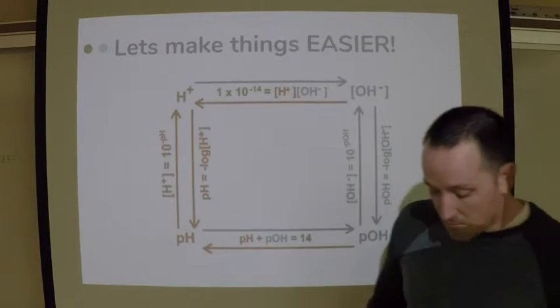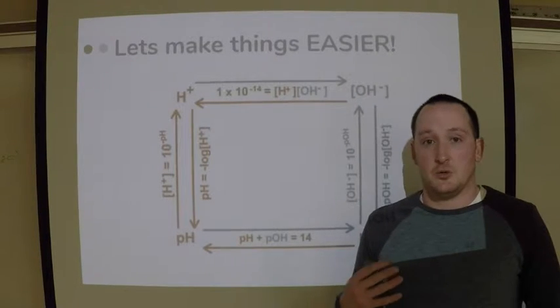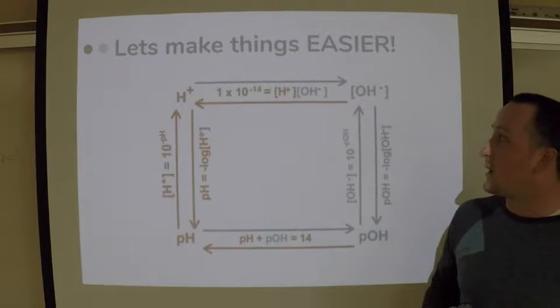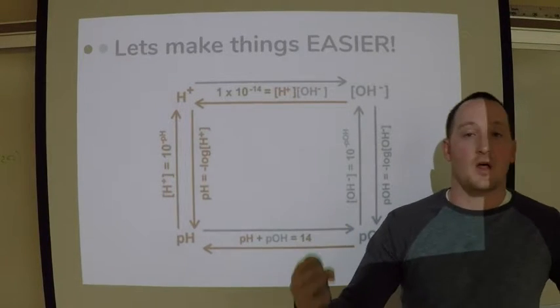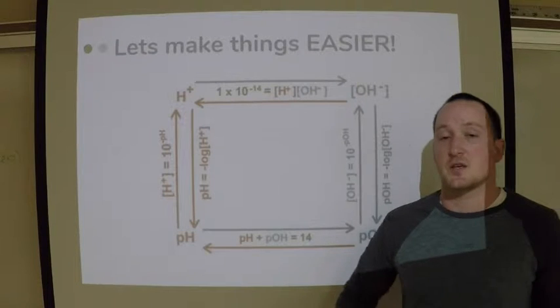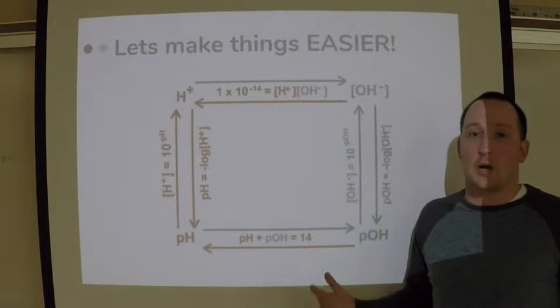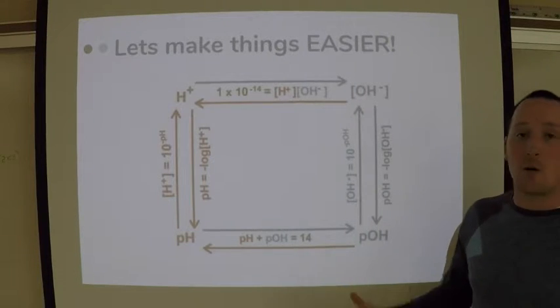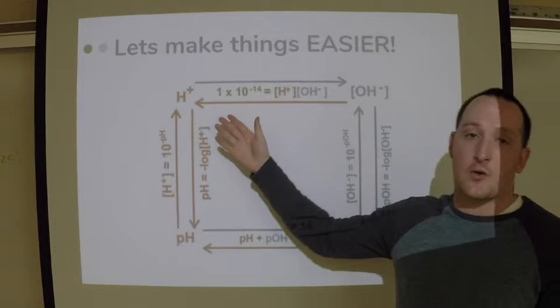So let's actually get to our calculations. In this lesson, what you're going to have to be able to do is convert between H+, pH, pOH, and OH minus. What I have for you guys is something I just call the pH square. Here's how it works. Whatever you are given, you start in that corner.